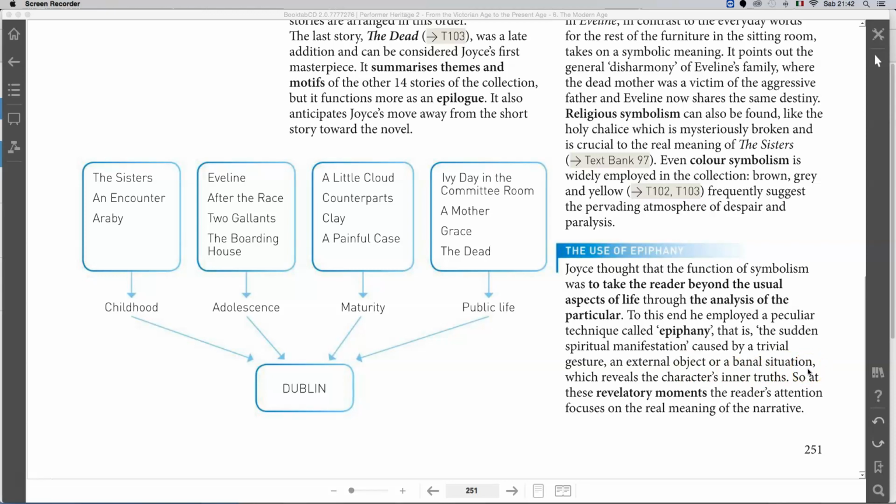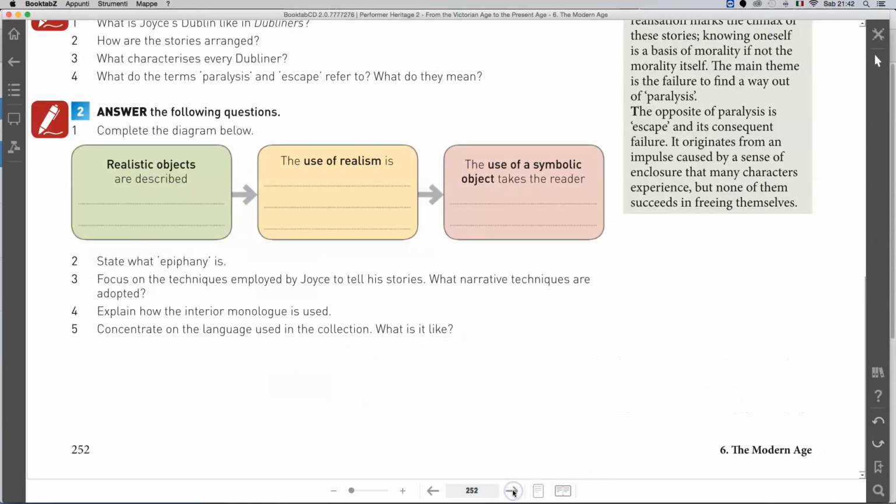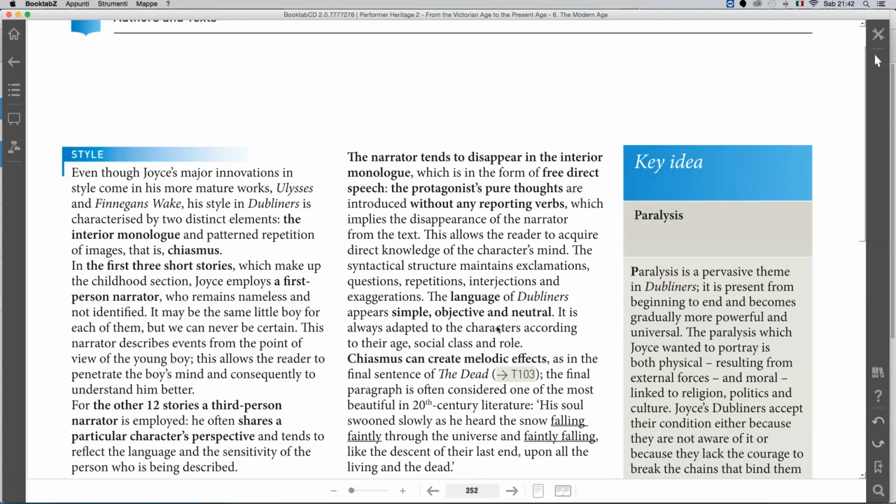And this insignificant situation reveals the character's inner truth. So this is a revelatory moment, and it draws the reader's attention, as it is very meaningful for the narrative. And we have finished talking about the style.